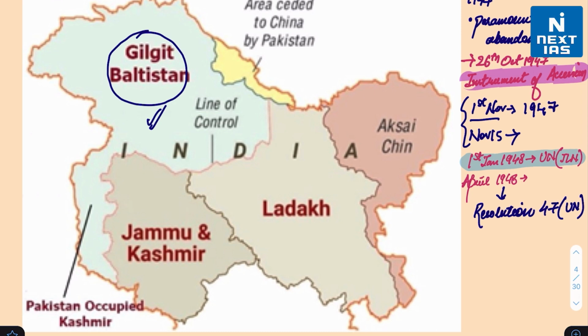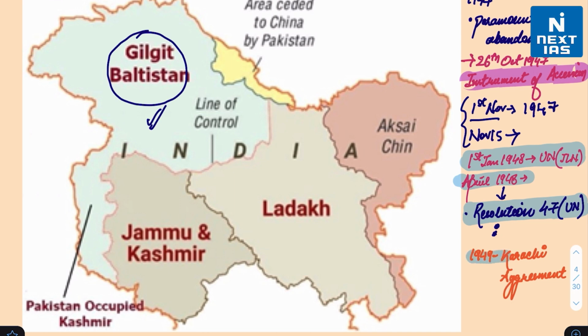So on 1st January 1948, Jawaharlal Nehru raised the issue of Jammu and Kashmir in the United Nations. As a result, in April 1948, the United Nations passed a resolution which is famously known as Resolution 47. Under Resolution 47, there were certain conditions. Firstly, Pakistan had to completely withdraw their forces. Second, only minimum Indian troops were allowed in the state. And after this was done, a plebiscite or referendum was to be held.